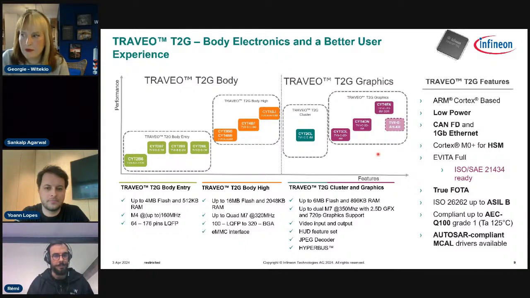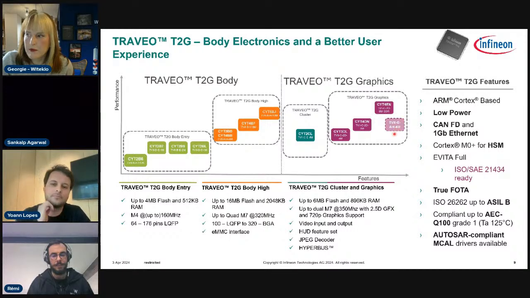Looking at the Traveo graphics family, we have here the highest performing device, which is dual core Cortex M7 running at 350 megahertz. It has a 2.5D graphics engine. Video input output support is provided. Heads up display is also supported with the new upcoming device, and the JPEG decoder and Hyperbus are also supported.